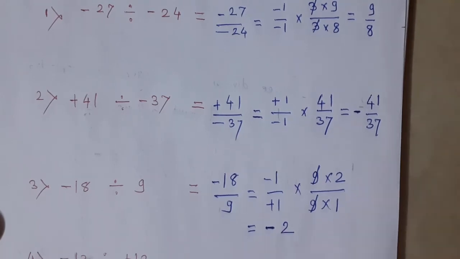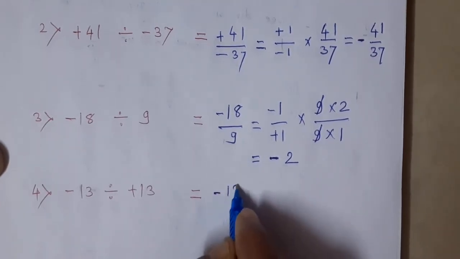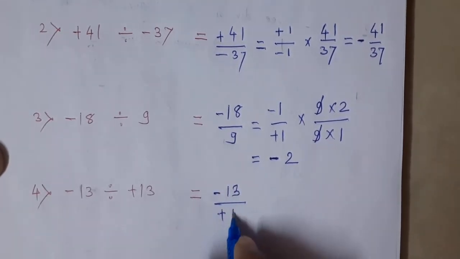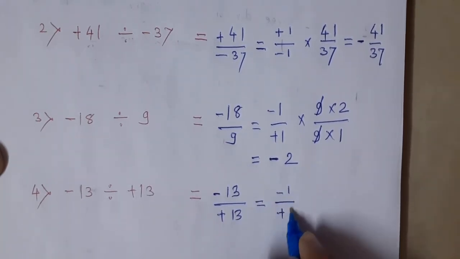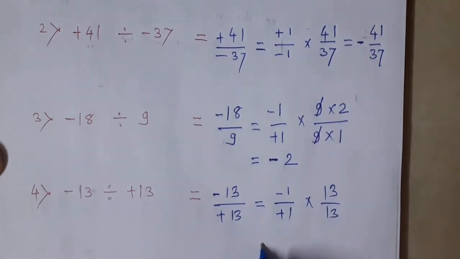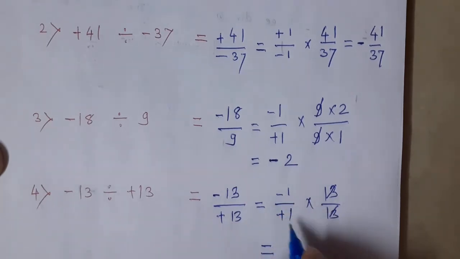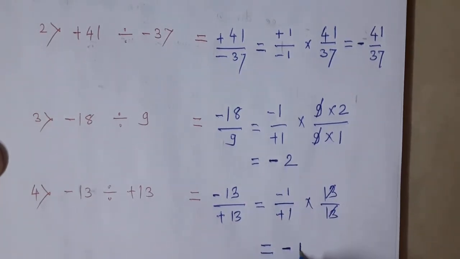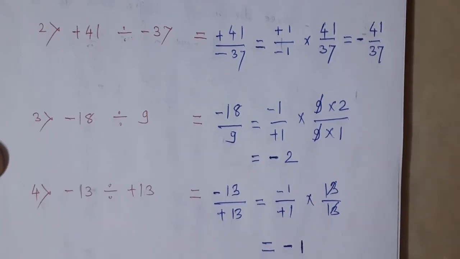Then the last example, that is minus 13 divided by plus 13. So if I write this as minus 1 by plus 1 multiplied by 13 by 13, you know that this is the cancel one, and negative by positive is negative, and result is minus 1. So according to this rule we have solved this.